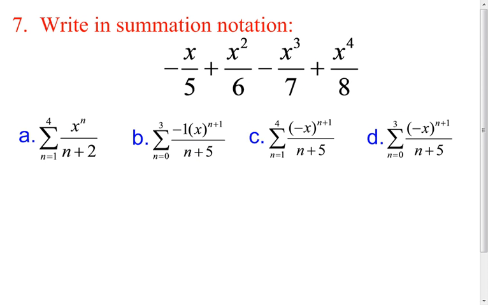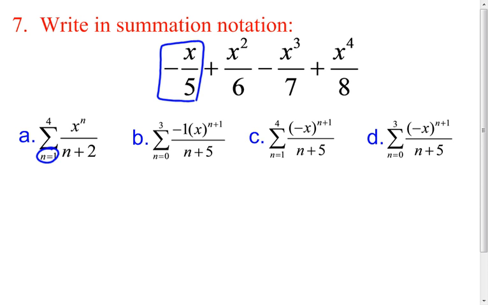And the last one. Write this in summation notation. So you want to find the formula that will generate that series that is listed up above. What you're going to do to start with is you're going to start with this bottom number. You're going to plug it into the formula, and you're going to see if you get this first term right here. So when you plug in the bottom number, you should get that first term.